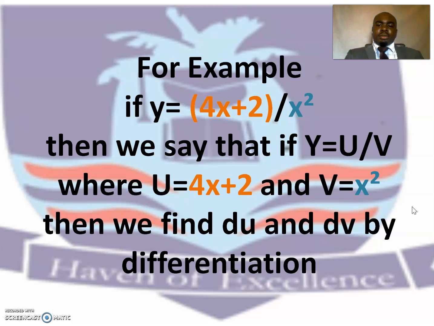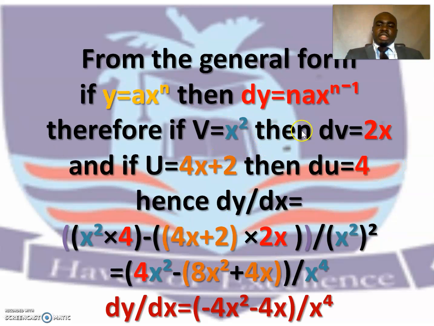So let's look at an example. Here we have y equal to 4x plus 2 all over x squared. So here we have y equal to u over v, where u, being the numerator, is 4x plus 2 and v, being the denominator, is equal to x squared. Differentiating them as we did in the last one, v being x squared, the derivative of v will be 2x, and u being 4x plus 2, the derivative is going to be 4.